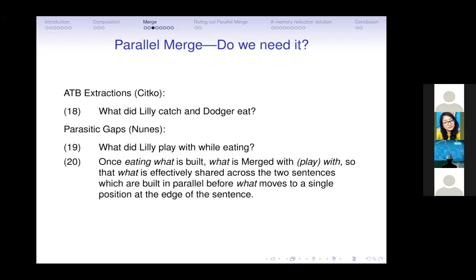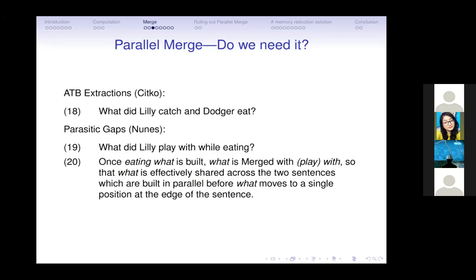So for example, let's take a case like, what did Lily catch and Dodger eat? Lily's my cat, we might see her if she gets hungry later, and Dodger is next door's cat. You can see that there's one thing there, what, but Lily's both catching it and Dodger's eating it. Similarly in 19, what did Lily play with while eating? Lily's playing with something and eating that same thing.